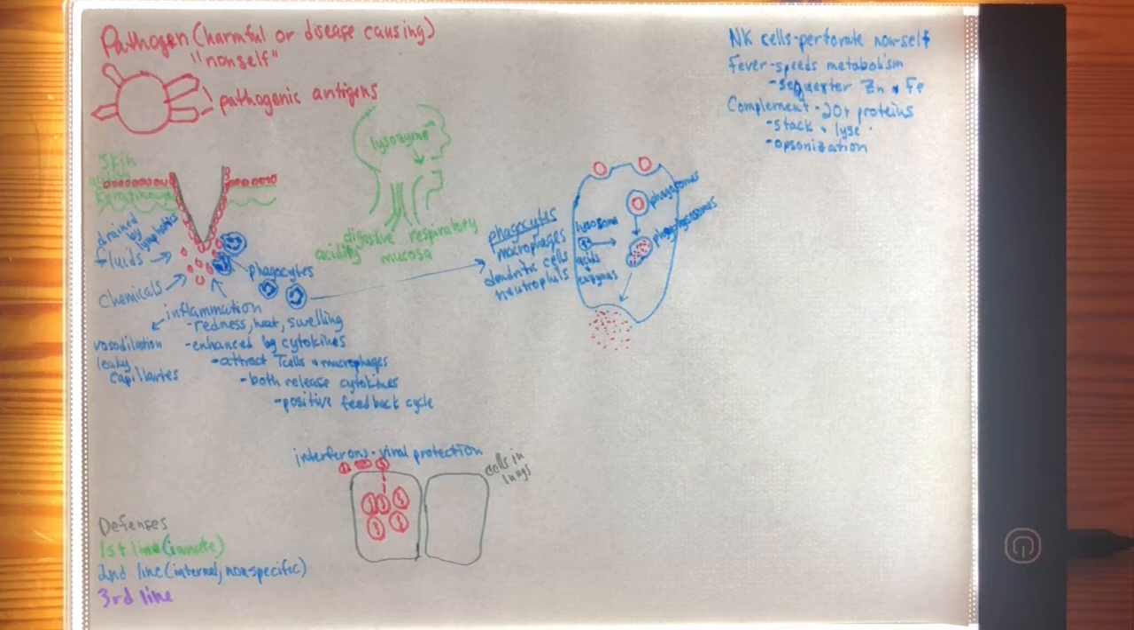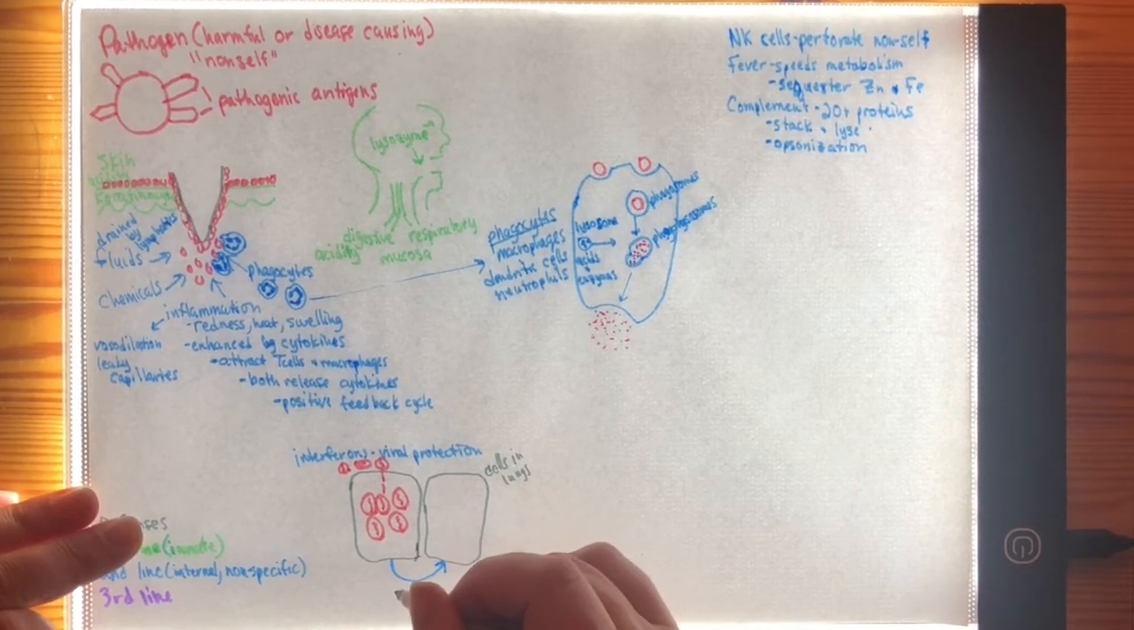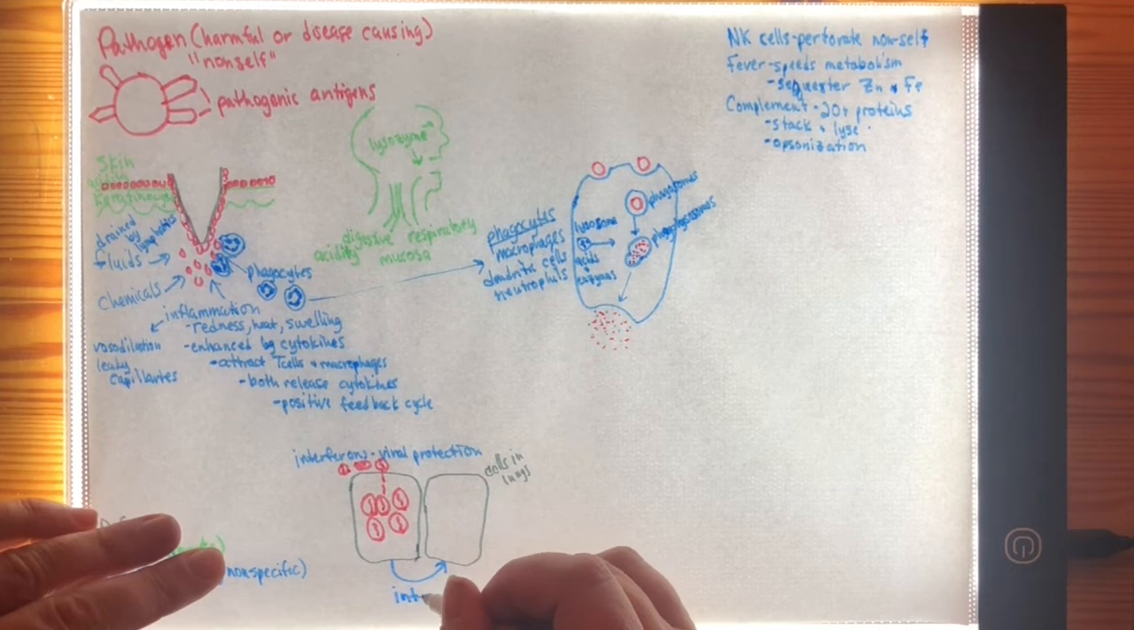So this first cell here that has been infected is a goner. Most cells will not survive this type of viral infection. There are just too many viruses. They're going to take over. They're going to burst the cell from the inside. But the original cell can save its friends, basically, by releasing interferons.